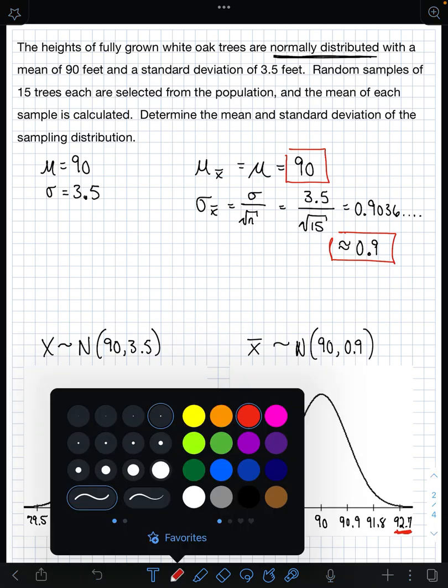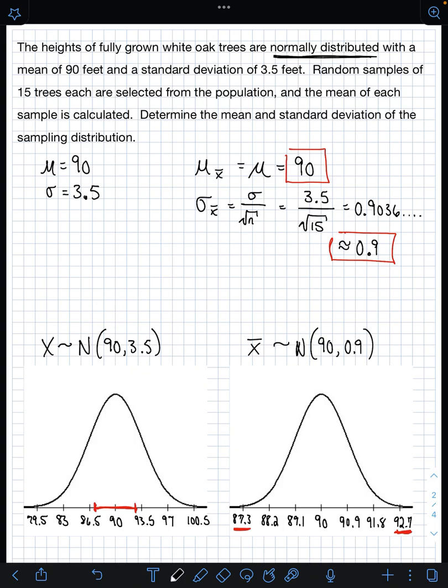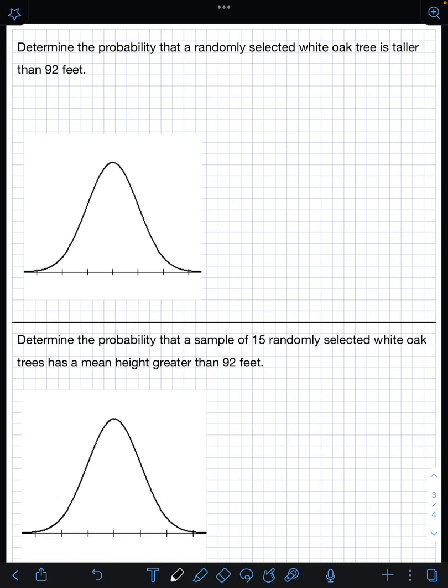Now, how does this figure into probabilities? Let's ask ourselves a couple of questions here. First, let's find the probability that a single randomly selected white oak tree is taller than 92 feet. What's the probability that the value of our random variable x is bigger than 92? Well, again, we're looking at x having a distribution that is normal with a mean of 90 and a standard deviation of 3.5.